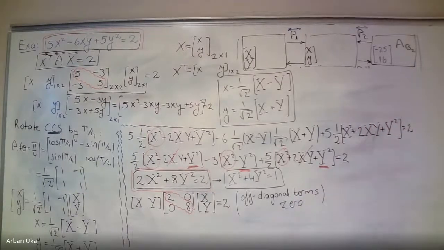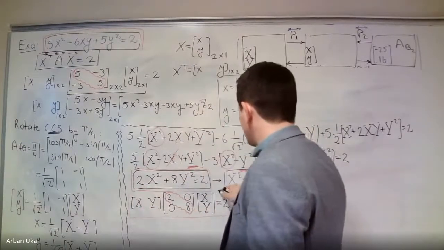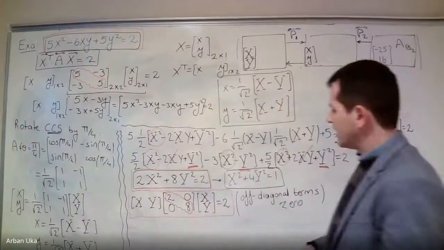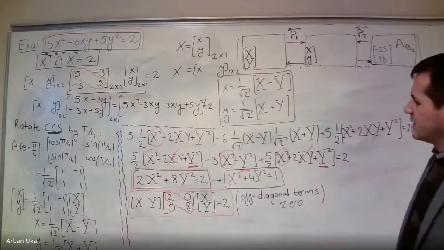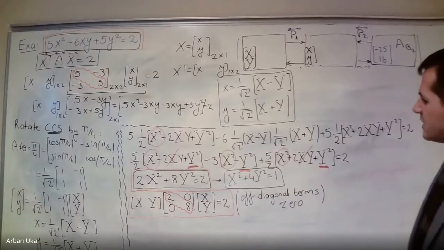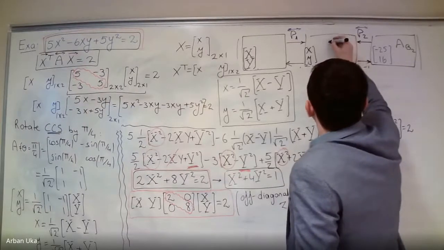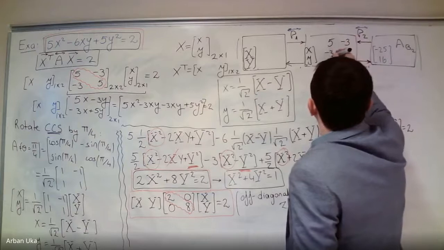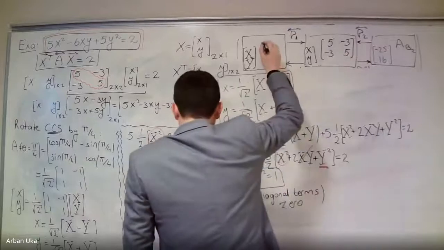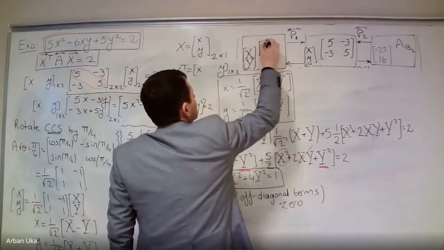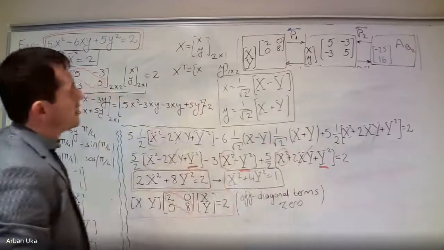So the off-diagonal terms are equal to 0. By doing this rotation of the coordinate system, what we have achieved is that we have diagonalized our representative matrix. Which means that this matrix, which here in this domain can be 5, minus 3, minus 3, 5, here we will have 2, 0, 0, 8. So this is how we can represent this one.